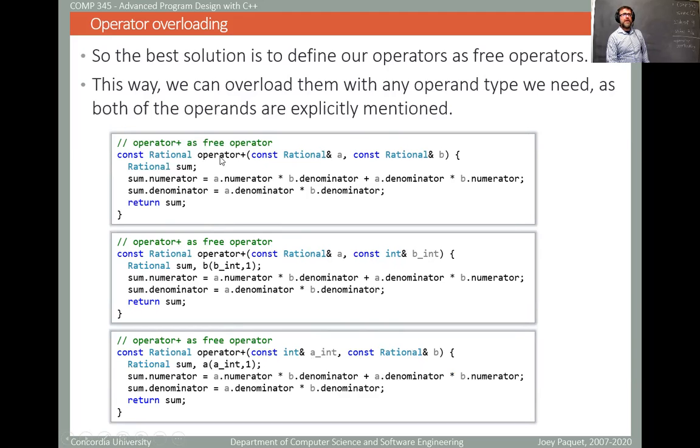So you see that you need to overload the three different possibilities. And again, I repeat, this one here would not be possible if you had the operator plus defined as a member of the rational class, because the left operand would be an int. So you cannot overload the plus operator on the int type. So if you want to have something like this, you must have your operators defined as free operators.